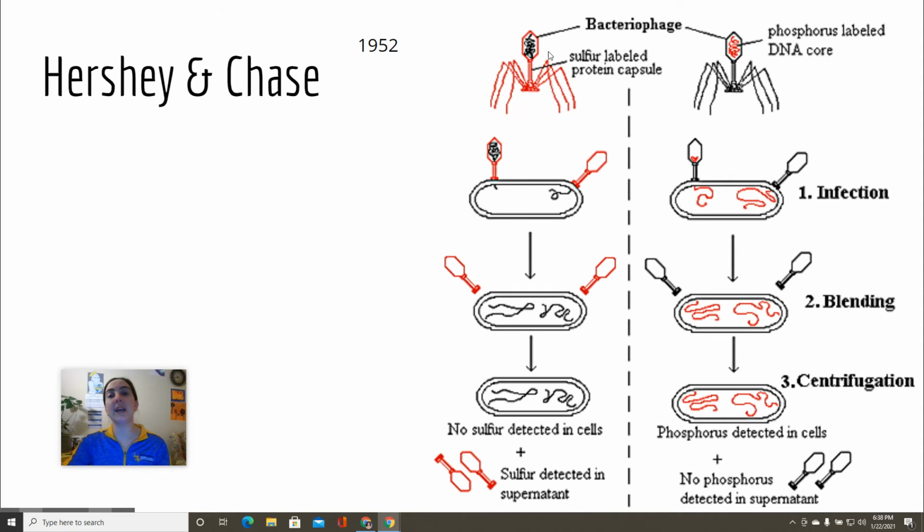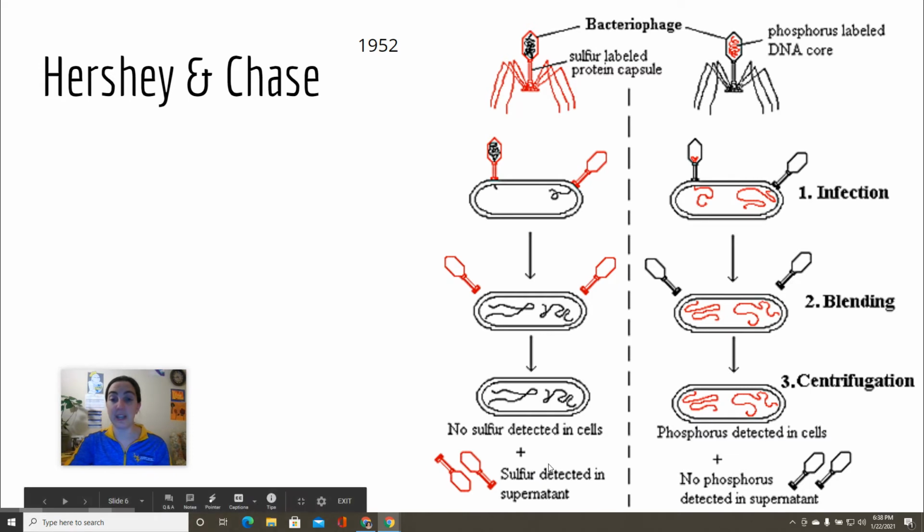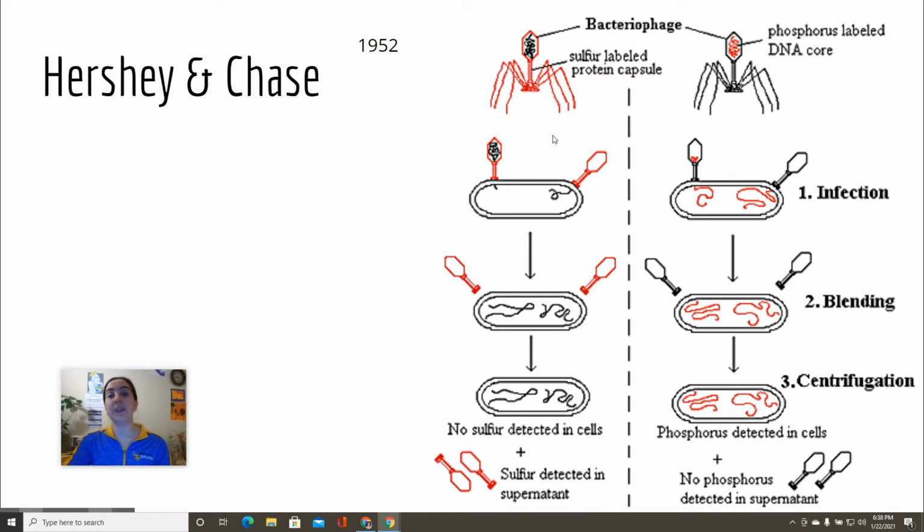So when they labeled the protein on the outside with sulfur, then they let the bacteriophage go and infect some bacteria. And then they kind of separated those out to see if that protein coat had been injected in the bacteria. They did not detect any sulfur in those cells. So they knew protein was not the material that had been injected.